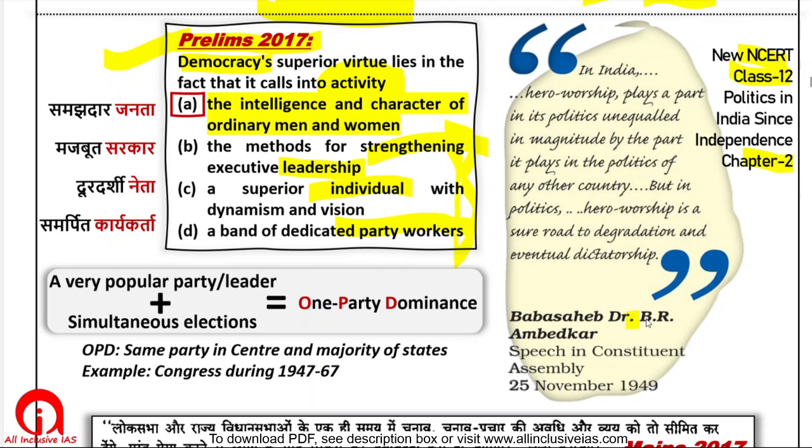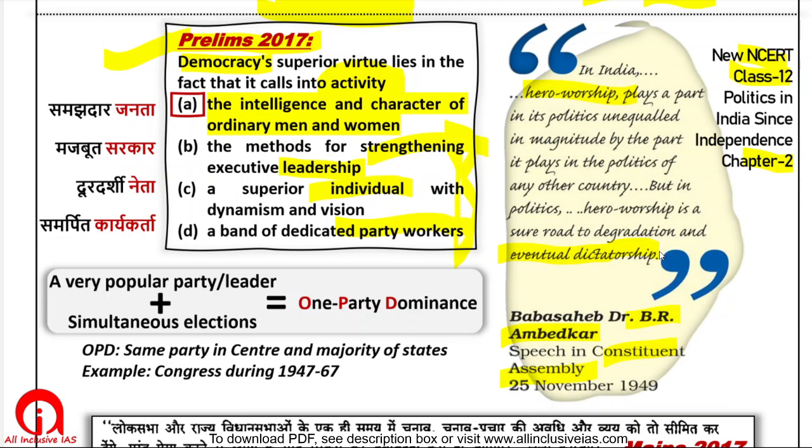It has a quote from Dr. B.R. Ambedkar, which he gave in the Constituent Assembly. It says that hero worship is a dangerous thing. In India, hero worship plays a very important part, but hero worship is a sure road to dictatorship.